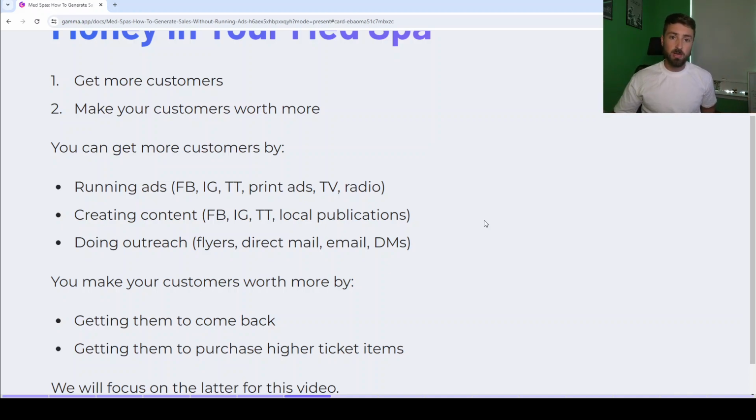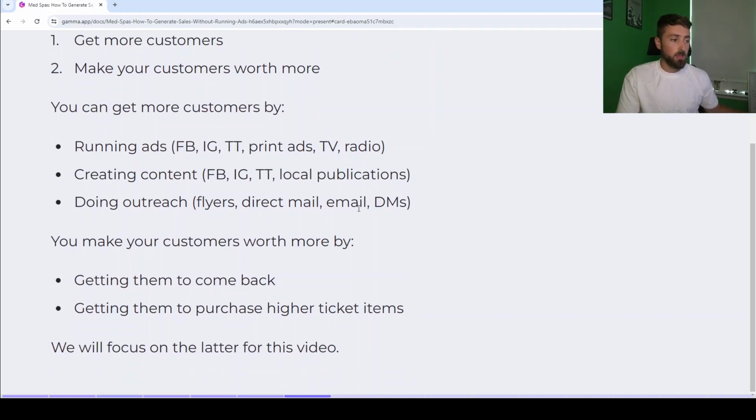So let's say you're a med spa and you partner with a local gym or something like that, and then you tell that local gym, hey, for every client you send our way, we'll give you X amount of kickback, and then we expect the same in return, right? And so those are really the only three ways that you can get new clients or new customers into your business. So advertising of some sort, creating and posting content of some sort, and then doing outreach of some sort.